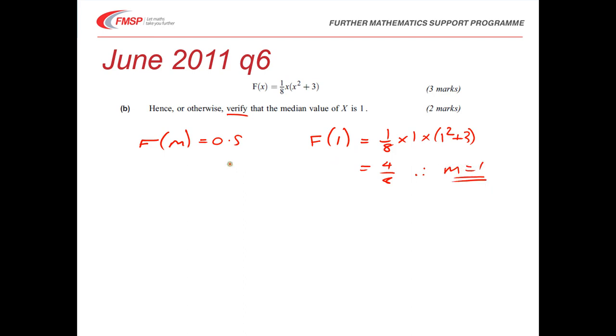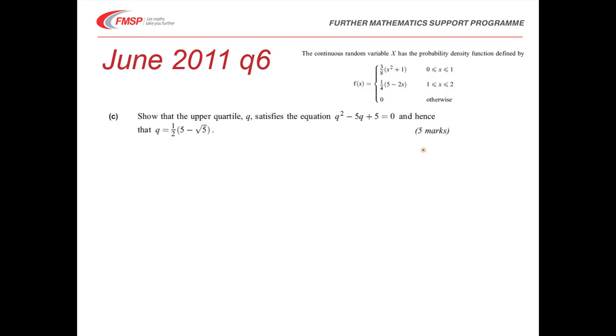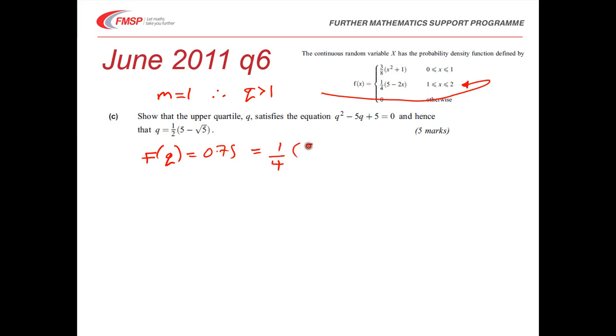Okay, so we get a B mark for using this statement and a B mark for then actually showing that it's true. We're asked to show that the upper quartile satisfies a certain equation. Now I know that the median is 1, so therefore I know that the upper quartile must be bigger than 1, which tells me I must be in this region here. Okay, that's very important, you know where you're dealing with. Okay, so what is the definition? Well, I know that F of q must equal 0.75. Okay, so what's that? Well, that's a quarter (5 minus 2x).